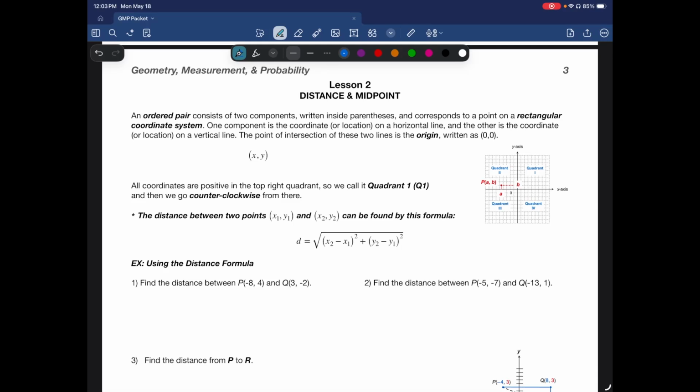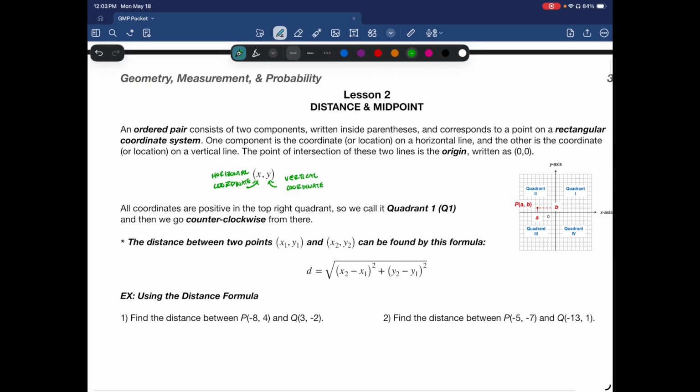Alright guys, in lesson 2 we're going to talk about distance and midpoint. An ordered pair consists of two components written inside parentheses and corresponds to a point on a rectangular coordinate system. One component is the coordinate on a horizontal line, the other is on the vertical line. So we have our horizontal coordinate x, we have our vertical coordinate y.